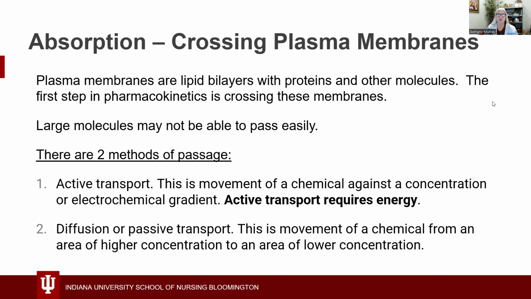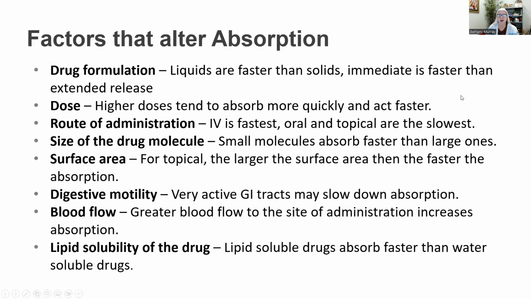The second type of absorption is diffusion, or passive absorption, which is when a molecule is small enough to get through the lipid layer and just passively drifts, if you will, from an area of higher concentration to an area of lower concentration. What are some of the factors then that affect absorption?